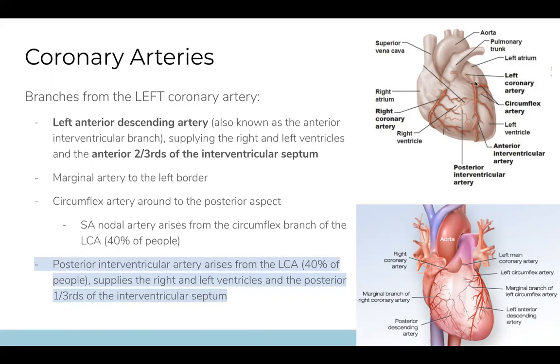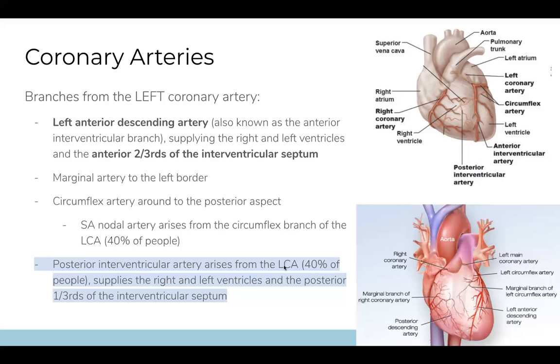It does a lot of things. It comes around the anterior side of the heart, and that supplies the anterior 2/3 of your interventricular septum. So the septum between them, the anterior 2/3. Then you have your marginal artery that goes off the side there to the left border. Your circumflex artery is this one, and it's called circumflex because it circles back around. Sometimes the SA node artery comes off this branch.